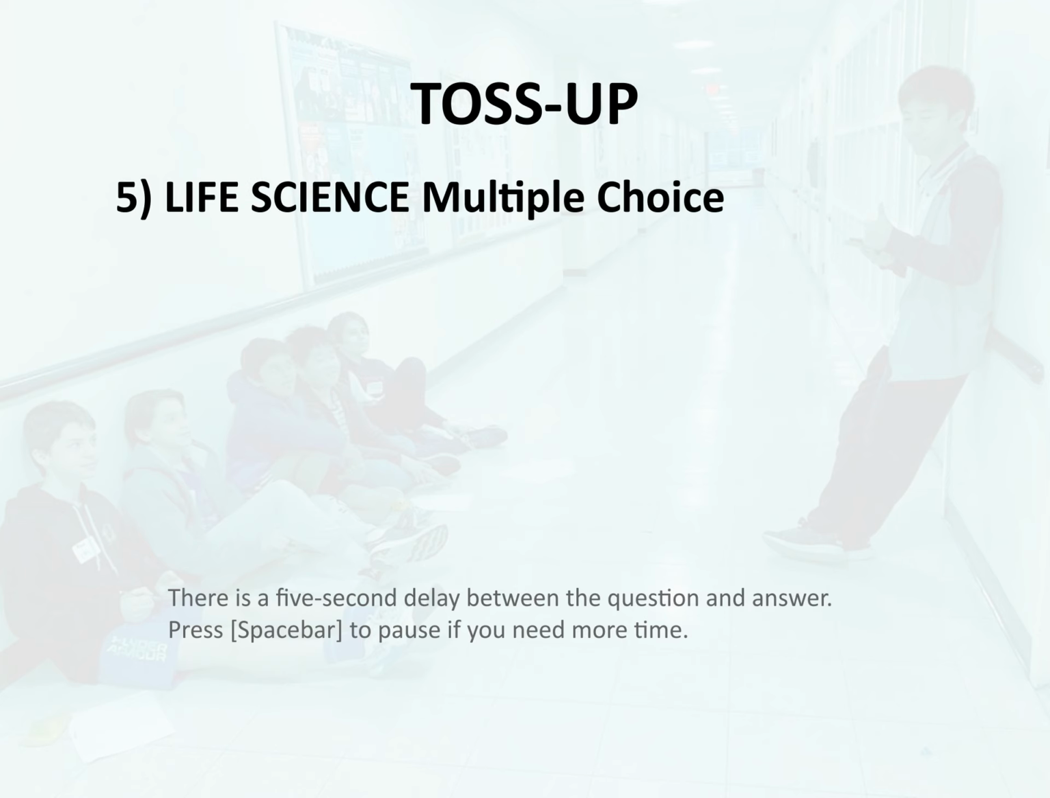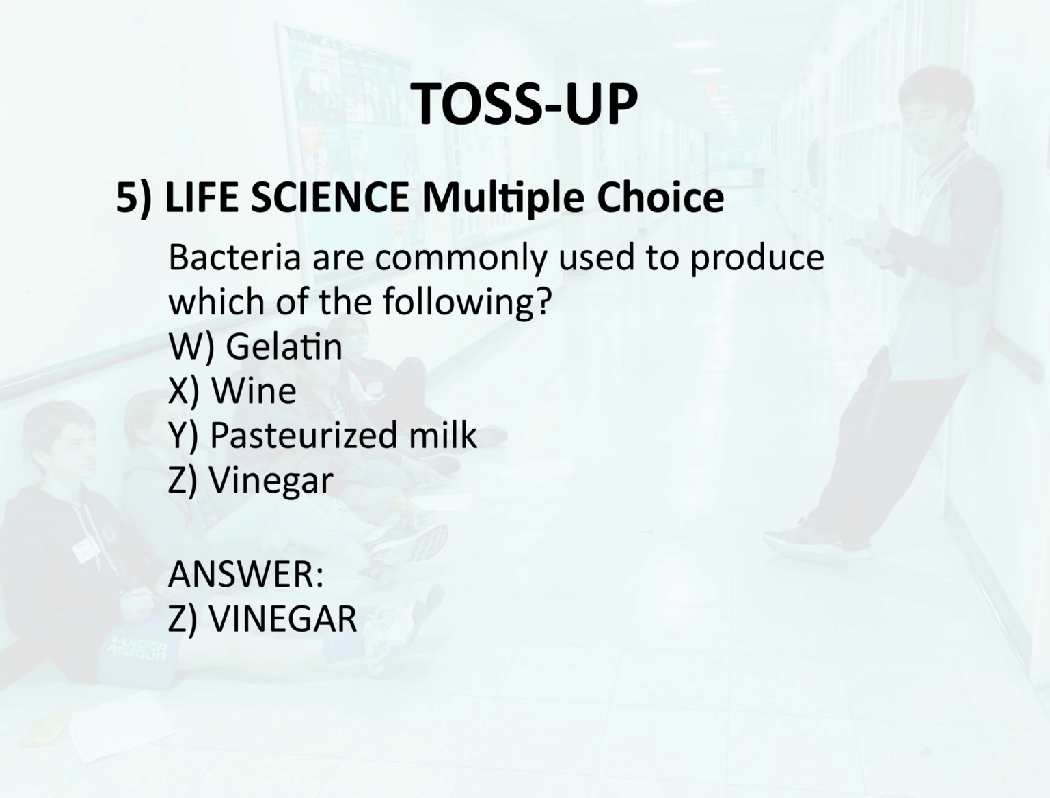Toss-up 5. Life science. Multiple choice. Bacteria are commonly used to produce which of the following? W. Gelatin. X. Wine. Y. Pasteurized milk. Z. Vinegar. Answer. Z. Vinegar.